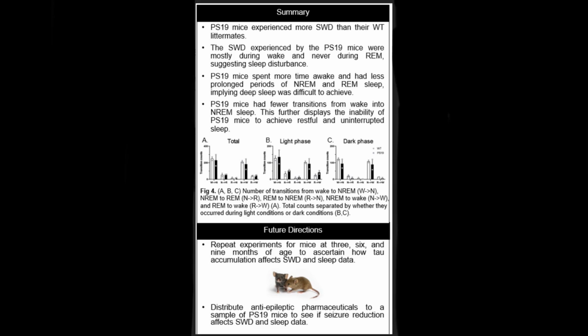In the future, we plan to repeat these experiments on mice of different ages, ideally 3, 6, and 9 months of age, so that we may see how an increased amount of tau aggregation affects sleep and the number of spike wave discharges. Also, attempting to decrease the number of spike wave discharges experienced by a sample of mice could yield interesting data, as it would suggest how decreasing seizures may positively or negatively affect the sleep experienced by the animals. This could be achieved by administering anti-epileptic medications.